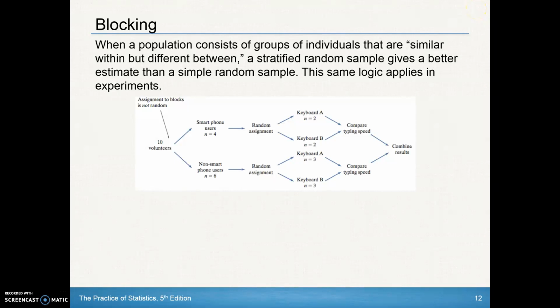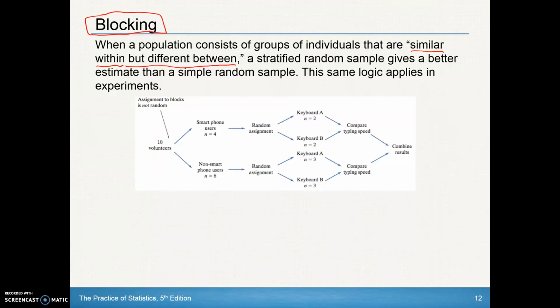Welcome to Chapter 4.2, and this is day 4 of section 2. We're going to finish up by talking about blocking. Blocking is just another type of experimental design, and we use it when a population consists of groups of individuals that are similar within but different between.